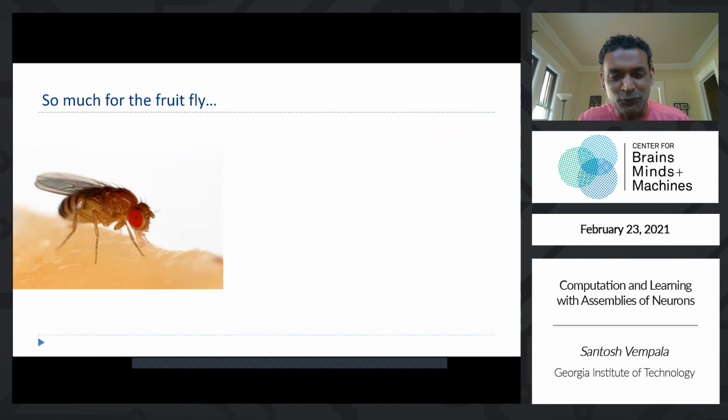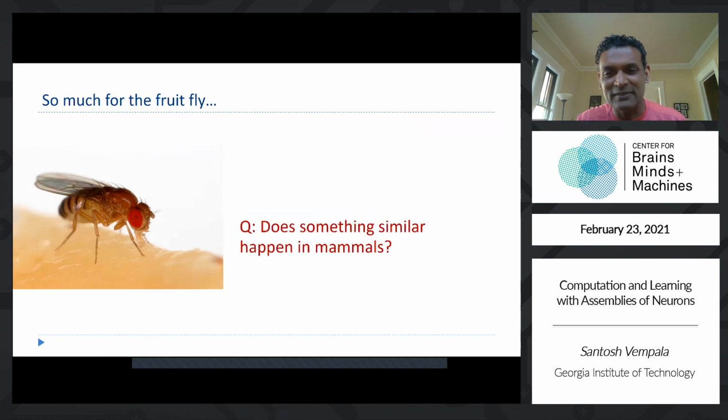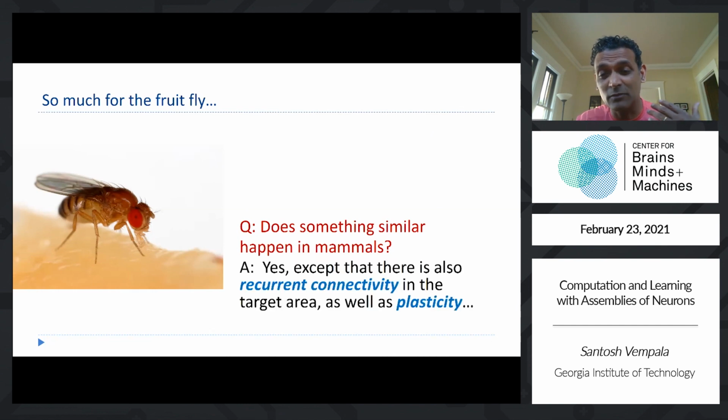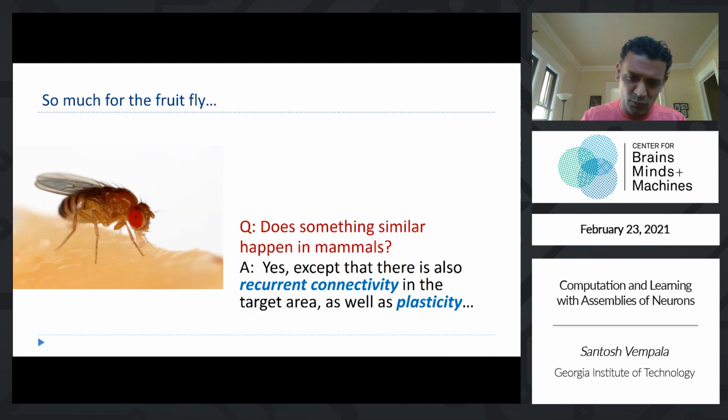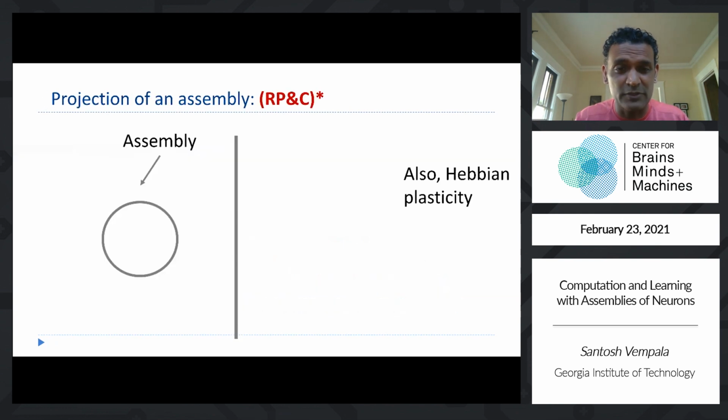Okay, so that was the fruit fly, but the natural question is, does something similar happen in mammals? And actually, something significantly nicer happens, and it's based on two things. First of all, here we're just talking about one layer of projection. You're done. That's it. Bipartite graph. Now I'm talking about mammals, where, going back to things like the brain model I described, there's recurrent connectivity, connectivity between the neurons on the other side, and there's plasticity. So we'll use these very carefully.